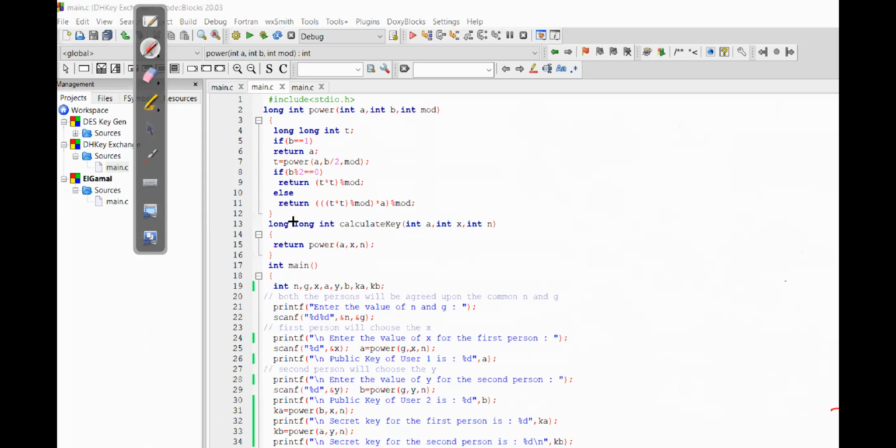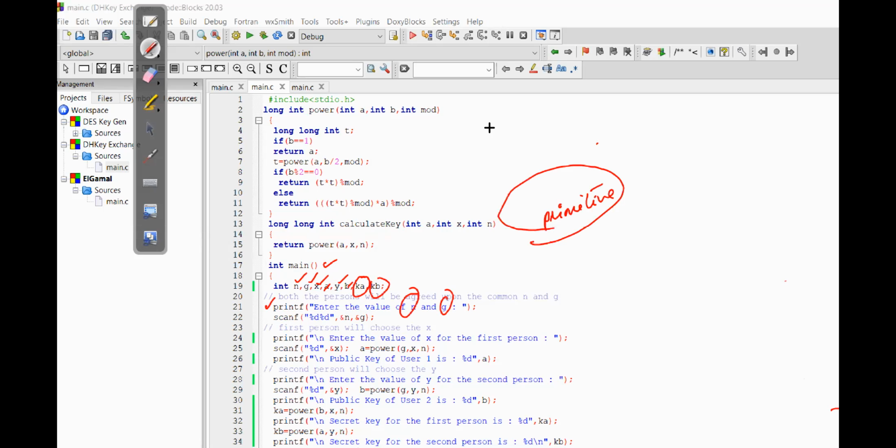Okay, so this is the main function, right? Here I am declaring some variables which I am going to use: the N value and G, the alpha value, and then X and Y, A, B, the secret keys generated, KA and KB, right? And now my first line is to enter the value of N and G, where N is the prime number and G is the primitive root. If you want, you can add the code to find the primitive root.